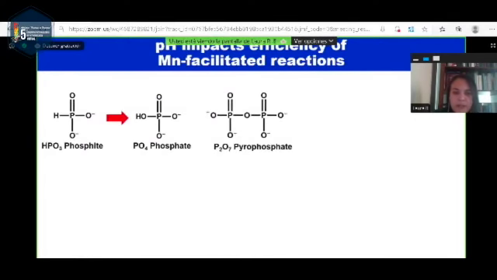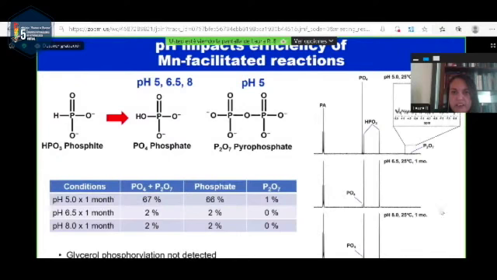So then we wanted to see what about the manganese reactions. So this is phosphorus NMR at pH 5, 6.5, and 8 after a month. And what we see is that the manganese can facilitate the reaction of coupling the Fenton phosphite oxidation reaction. So we see the production of phosphate in all of the reaction conditions. And then at pH 5 only, we start to see this new peak corresponding to pyrophosphate.